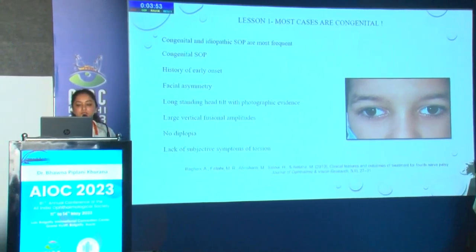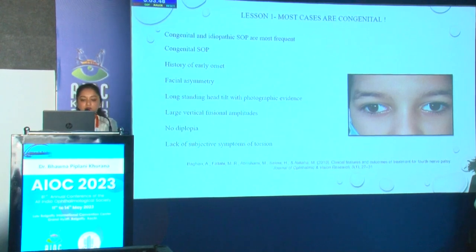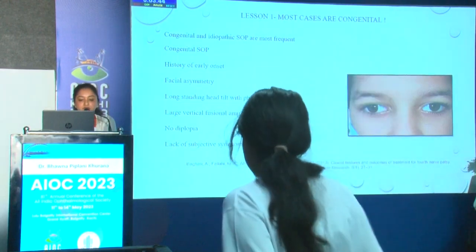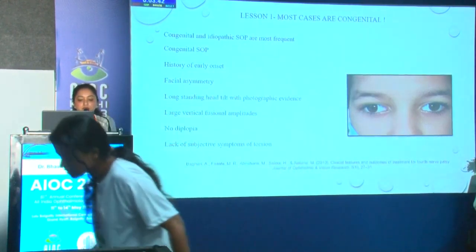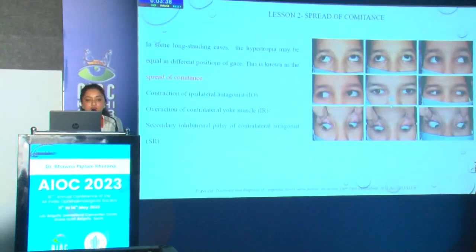Lesson number 1, most cases are congenital in origin. Congenital idiopathic are the most frequent etiologies. There's a history of early onset with facial asymmetry, long-standing head tilt with photographic evidence, large vertical fusional amplitudes, no diplopia, and lack of subjective symptoms of torsion.